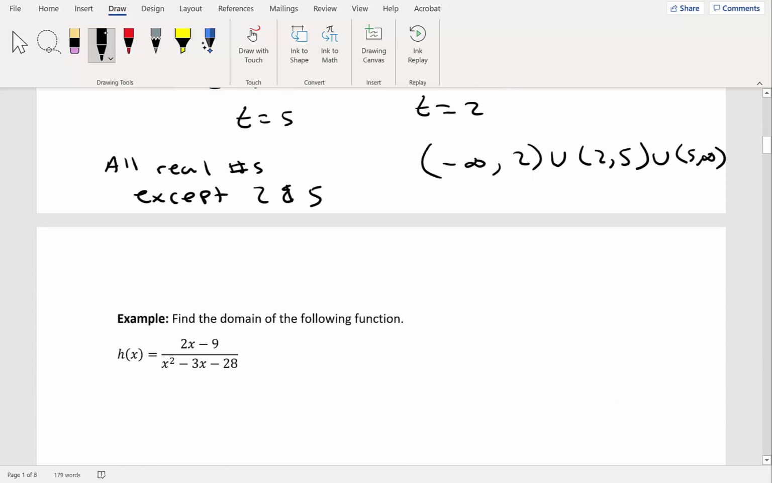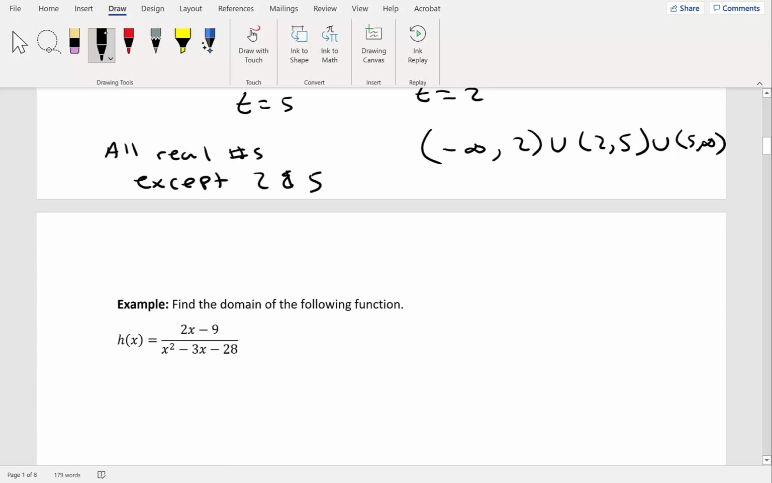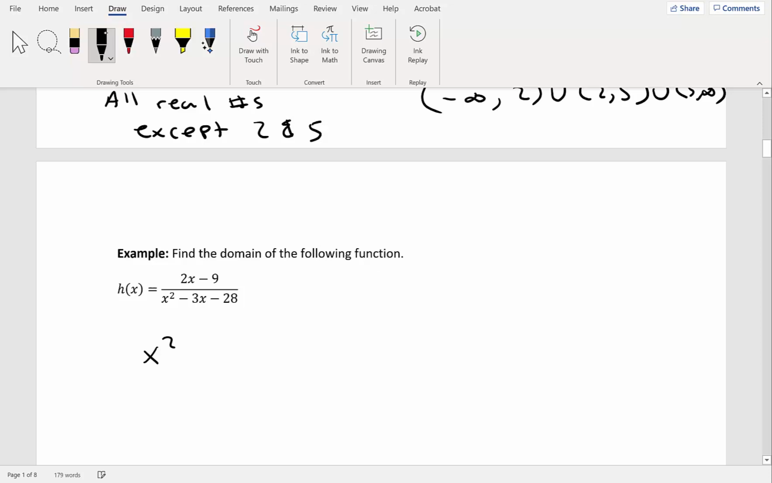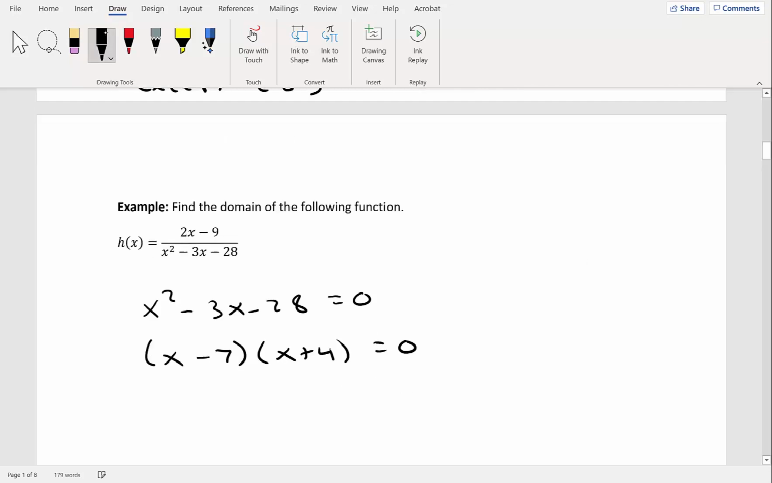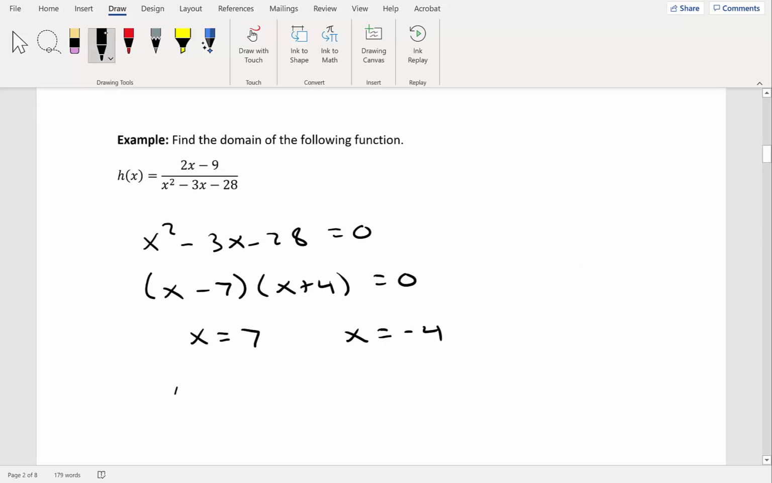Let's take a look at another one. Find the domain of the following function. Let's take our denominator, set it equal to 0, and now solve this equation. We have a quadratic, so let's try to factor it. I need two numbers that multiply to -28 and add up to -3. I could use -7 and +4. If you set each factor equal to 0, you get x equals 7 and x equals -4. So our domain would be all real numbers except 7 and -4.